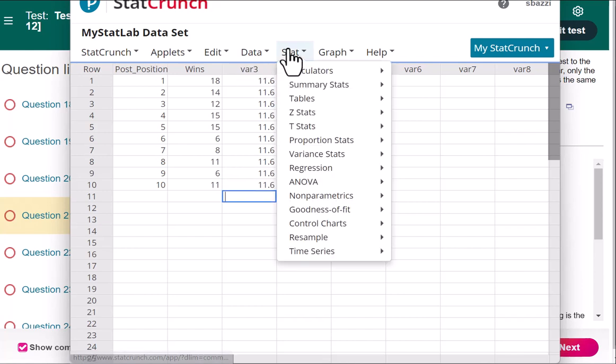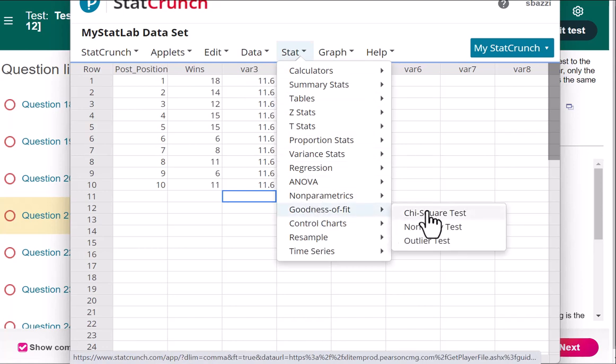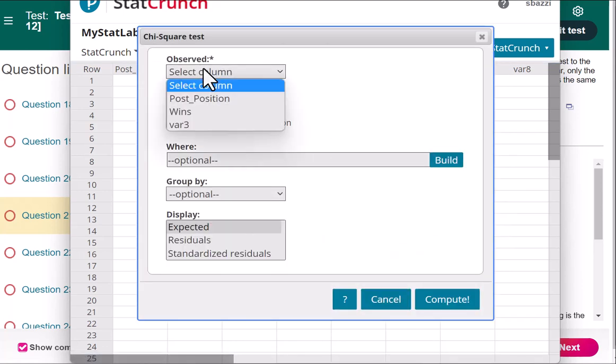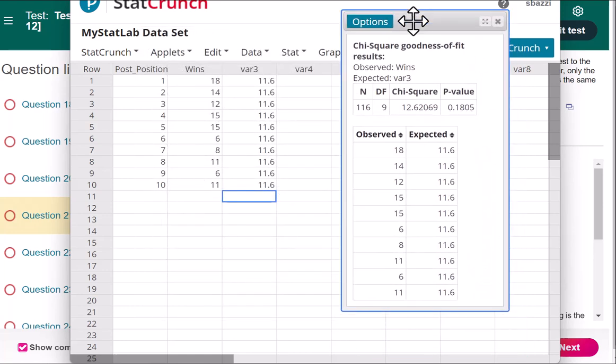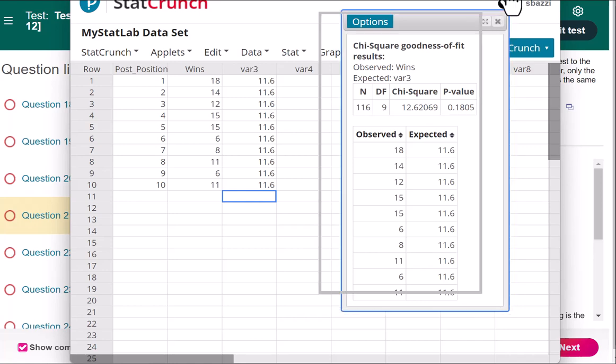That's it. Now I go to stat. Goodness of fit test, chi-square test. Observed in wins. Expected we put in a new variable called var3. And that's it, compute. And look, chi-square is 12.62 and the p-value is 0.18, which is bigger than alpha. You fail to reject the null hypothesis.